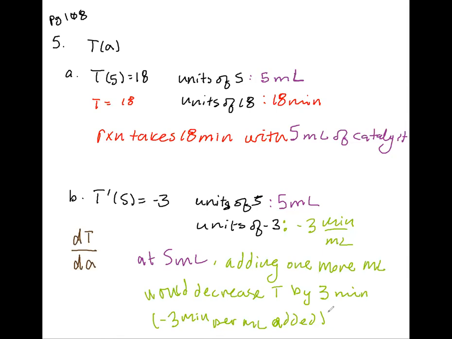So what does that tell you about the catalyst at 5 milliliters? Is it speeding up the reaction? The reaction is going to take less time with more catalyst. That's what I was going for. So adding more catalyst means that it takes less time, which makes sense in terms of chemistry. So yeah, any questions about number 5?